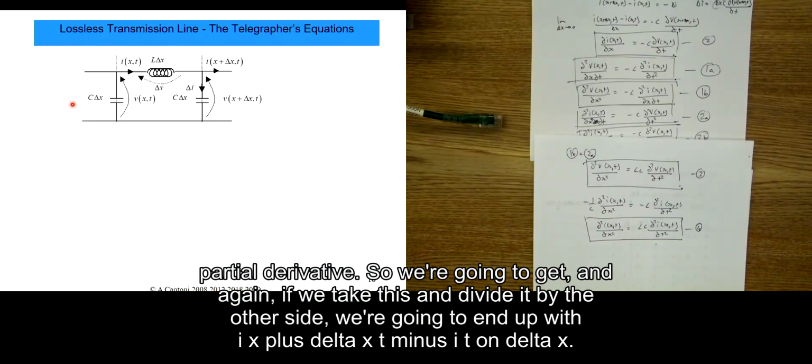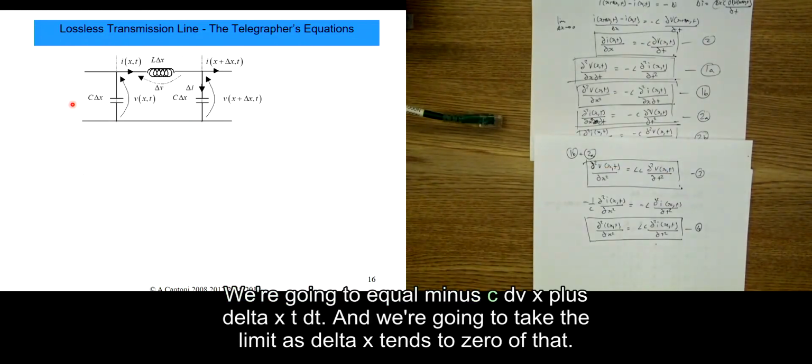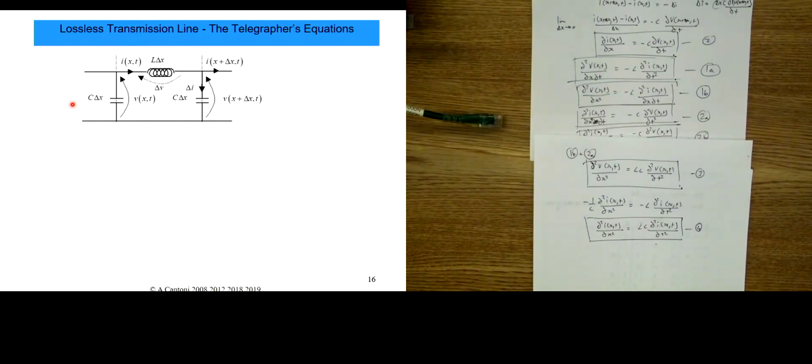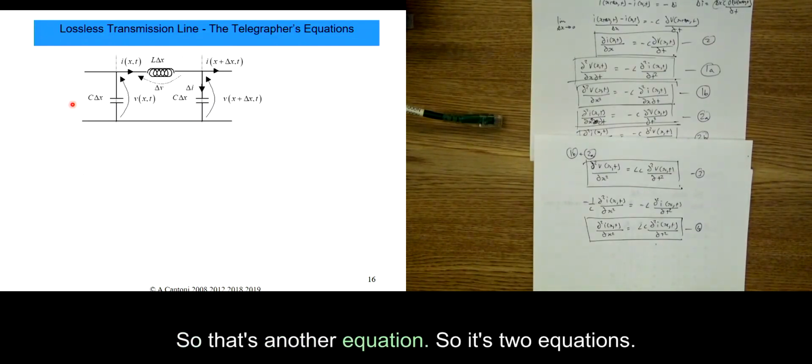we're going to end up with I(x+delta x,t) minus I(x,t) over delta x equal to minus C dV(x+delta x,t)/dt, and we take the limit as delta x tends to 0 of that. Then that gives us dI(x,t)/dx equals minus C dV(x,t)/dt. So that's another equation. So it's two equations.